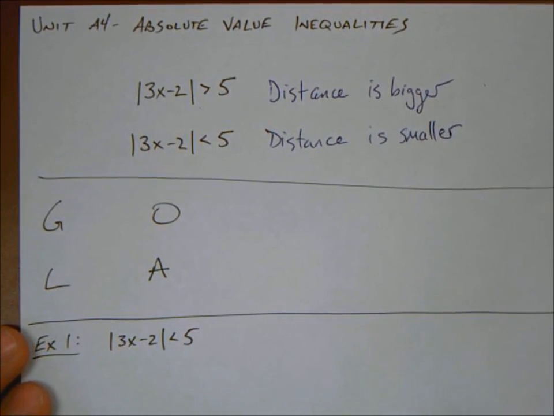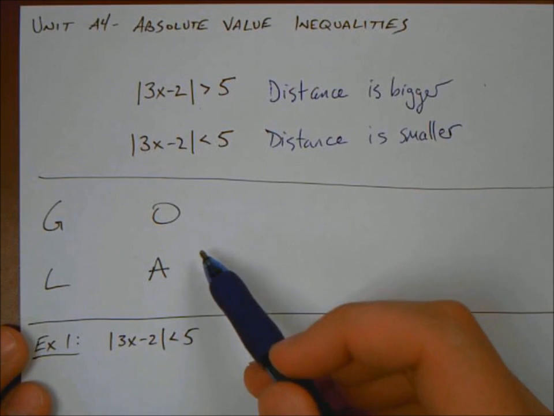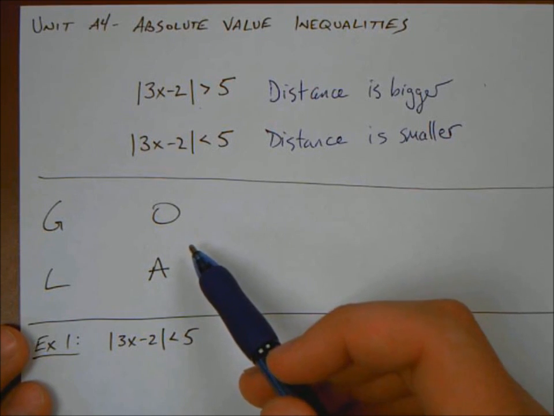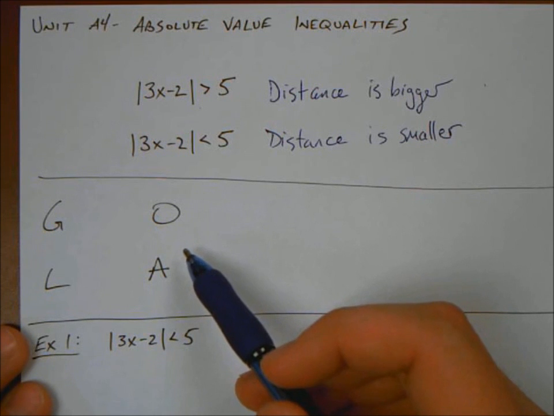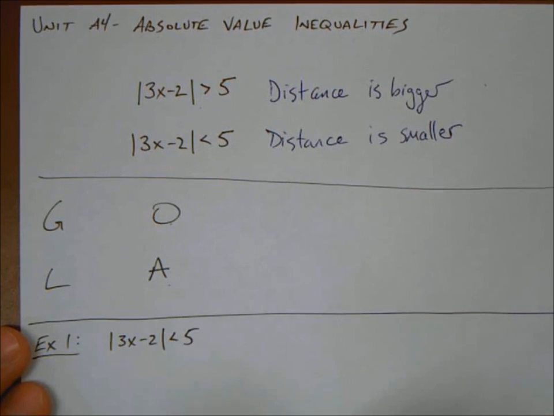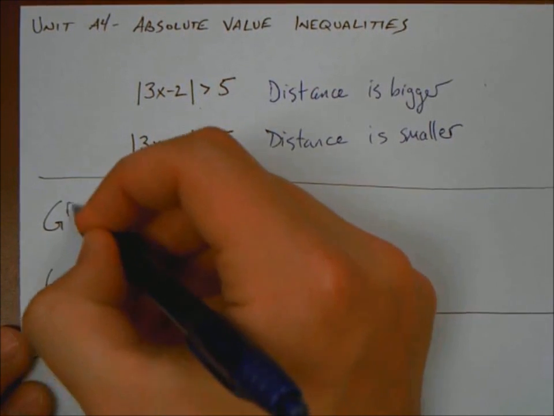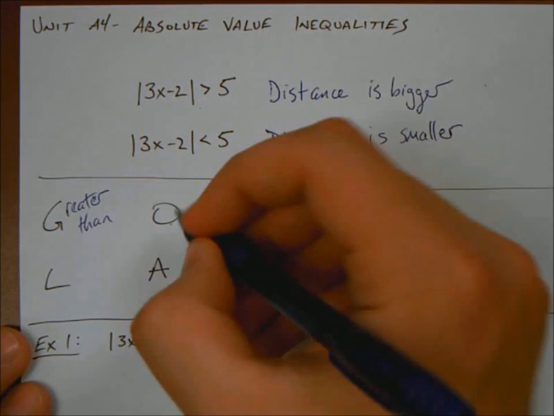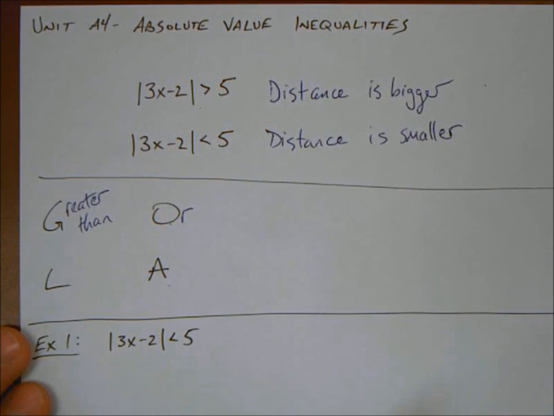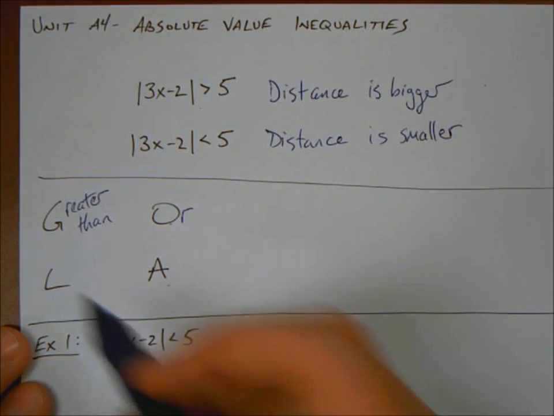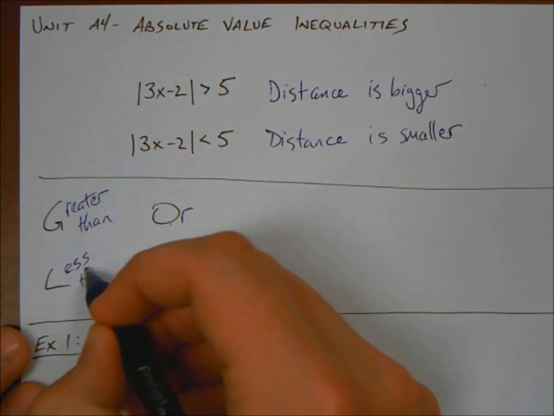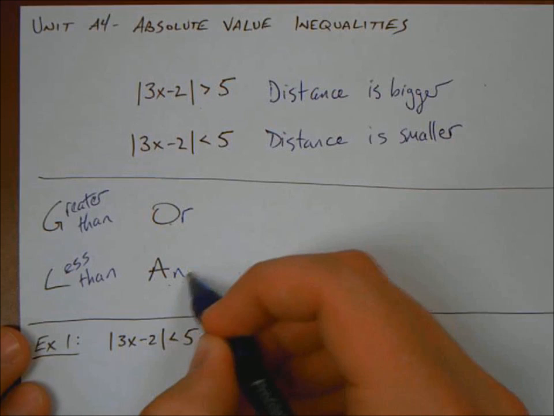We have this thing to help us remember what we need to do when we encounter one of these signs. The cheer that we've got is called GO-LA. And it's a mnemonic device, meaning each of these letters stand for something that'll help us remember. The G stands for greater than. When we see a greater than, it will be an or inequality. When we see an L, a less than, we know it will be an and inequality.